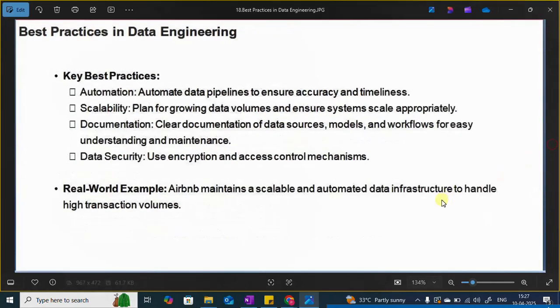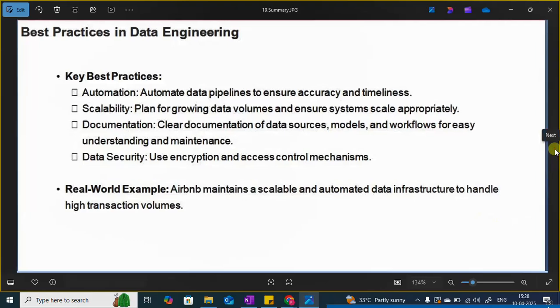Now, best practices in data engineering. Key best practice: automation. Automate data pipelines to ensure accuracy and timeliness. Scalability: plan for growing data volumes and ensure the system scales appropriately. Documentation: clear documentation of data sources, models, and workflows for easy understanding and maintenance. Data security: use encryption and access control mechanisms. In the real world example, Airbnb maintains a scalable and automated data infrastructure to handle high transactional volume data.